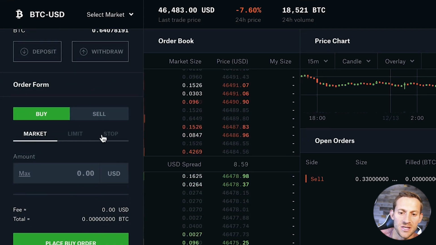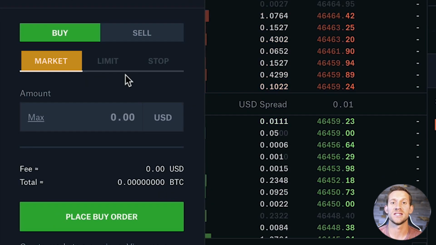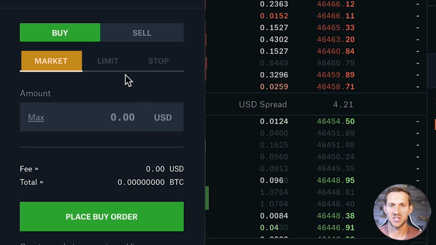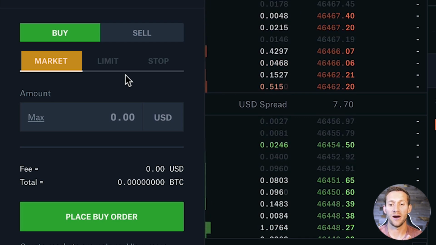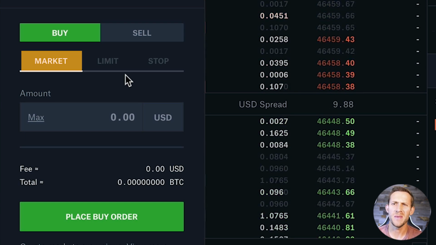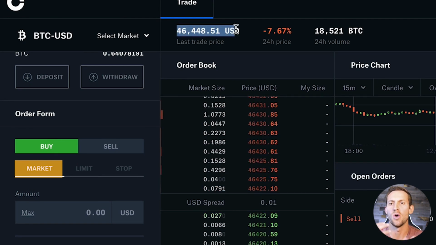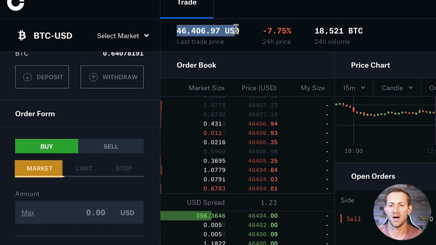Now there's three different types of orders right here that you need to understand. The first type is a market order. And what that says is, I want you to make this as fast as possible. I don't care, I want you to get it at whatever the best price is you can get right now for Bitcoin. And in the case of Bitcoin, you're going to get pretty much exactly this price right here because there's so much liquidity, it's constantly being bought and sold.